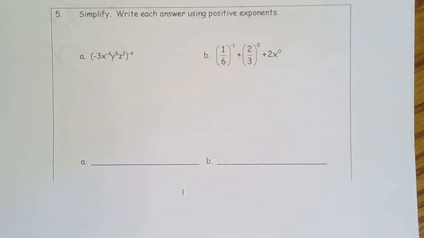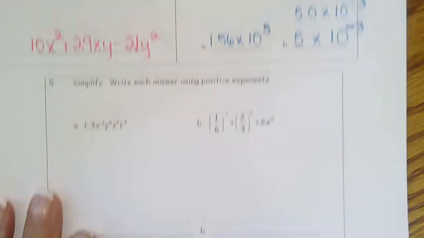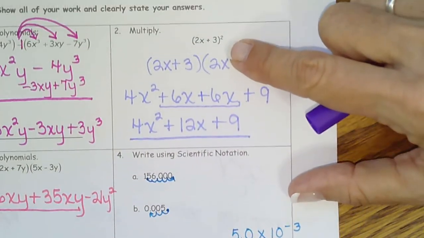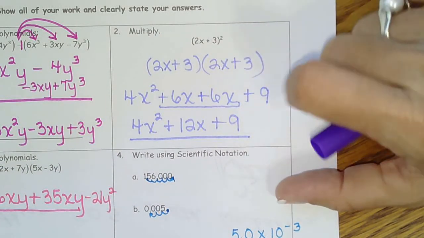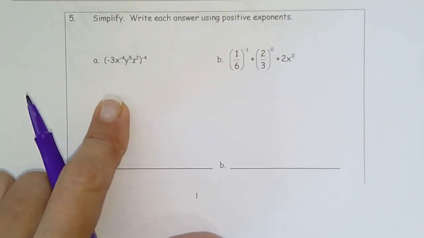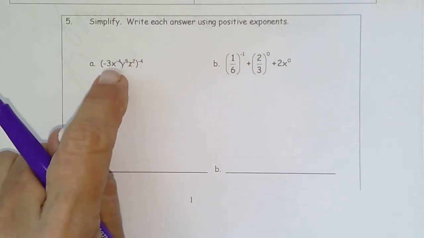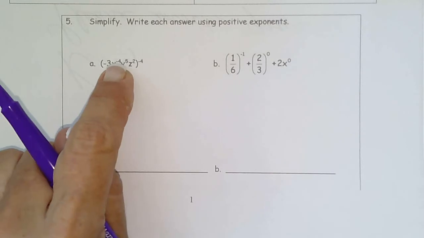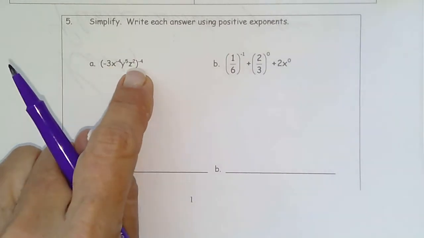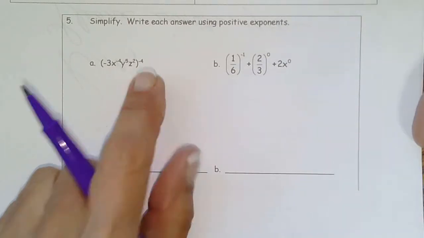Okay, for number 5, we have an exponent outside parentheses, and this is multiplication. So look at the difference between 2 with addition. I couldn't distribute the exponent there. In 5, which has multiplication, I can distribute the exponent because this is negative 3 times x times y times z. So when multiplication is inside, I can distribute the exponent.